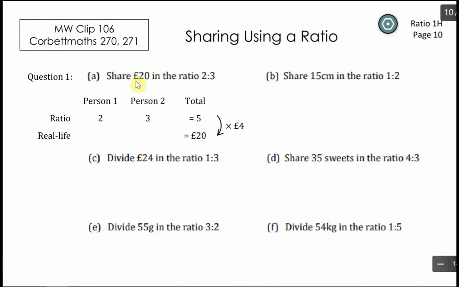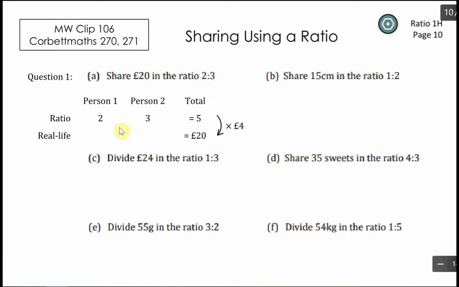But here we're splitting £20 into the ratio 2 to 3. In other words, somebody's getting 2 parts of that, whereas somebody else is getting 3 parts of it. So they're going to get slightly more. And you might want to do this, for example, if you are splitting the rewards of some work where the amount that went into it was not equal, or perhaps somebody contributed more than somebody else.